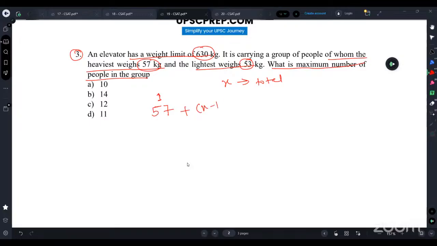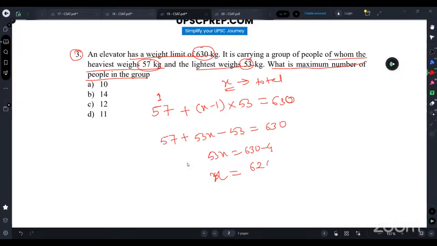The remaining will be x minus 1 because total number of people are x, right? Into 53 kg. And what should be the summation? It should be 630 kg, because total summation is 630. Now, if you solve for this, 57 plus 53x minus 53 will be 630, right? So 57 minus 53 is 4. 53x will be 630 minus 4, right? So 53x will be what basically, guys? 626 divided by 53. And this would approximately give me a value of 11 point something.